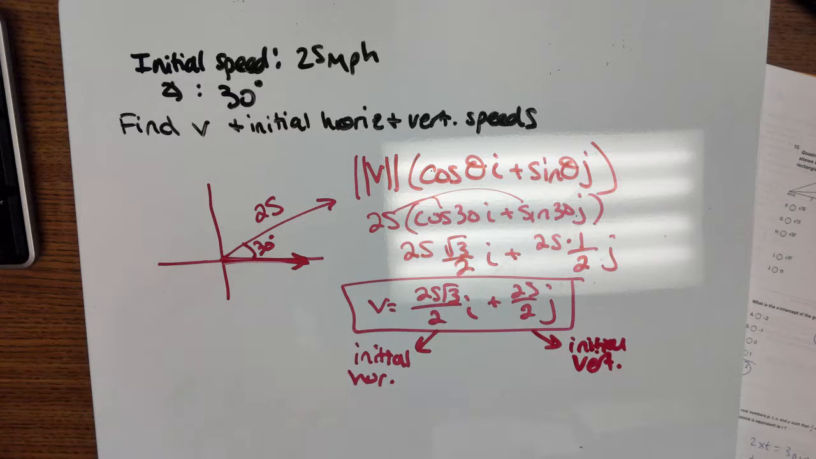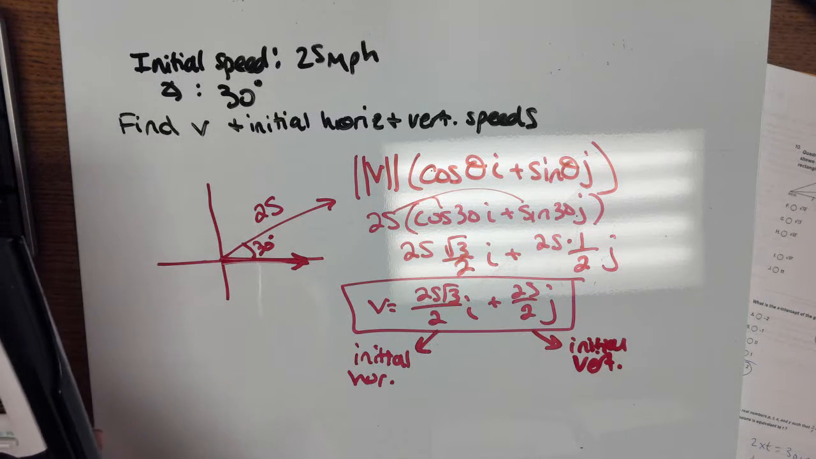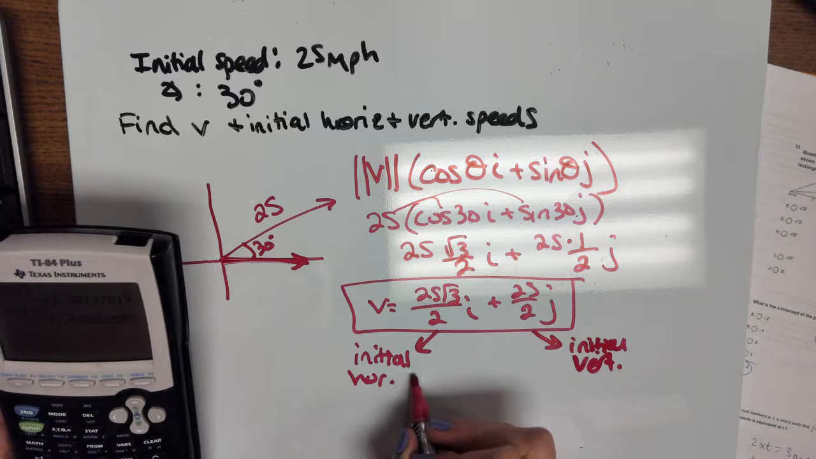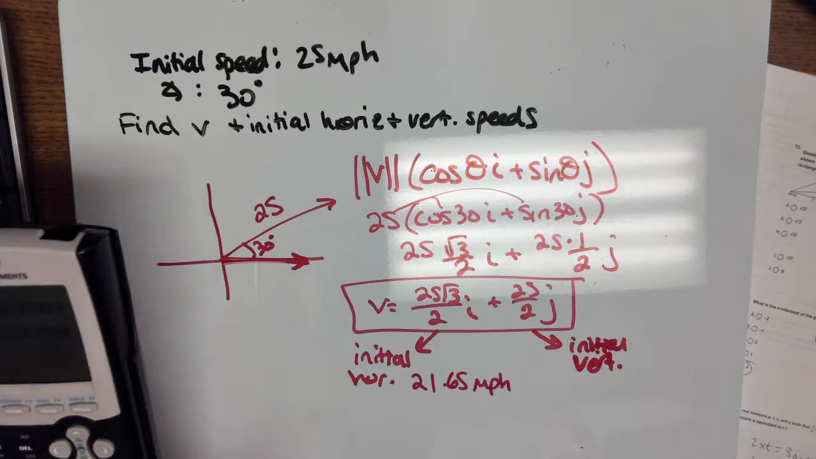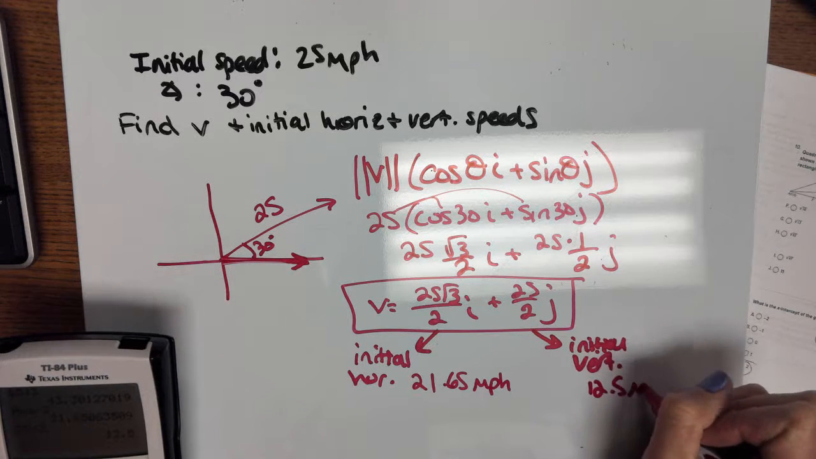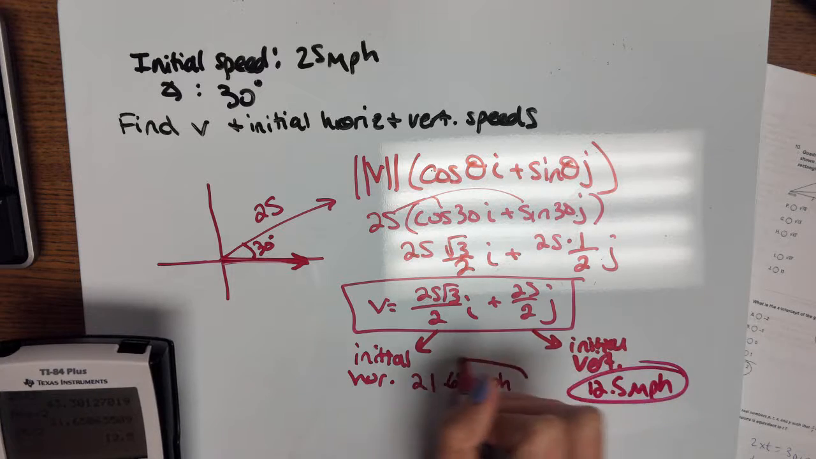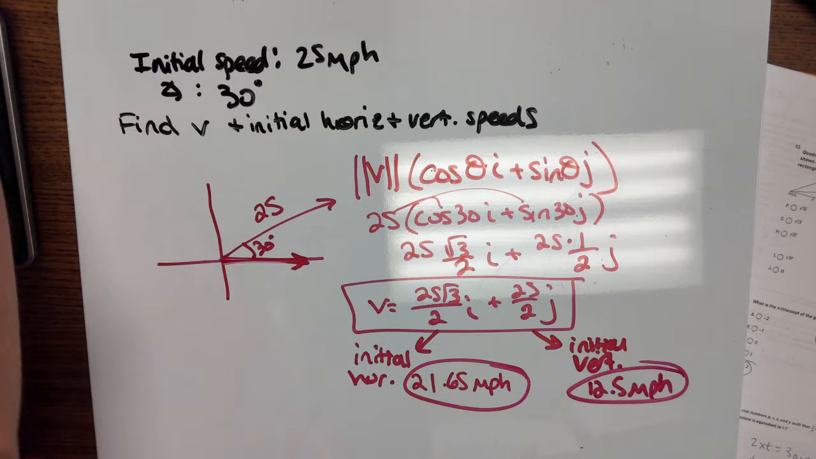And if we want to get an exact speed, we can just type that in. So 25 radical 3 divided by 2 gives me an initial horizontal speed of 21.65 miles per hour. 25 over 2 gives me an initial vertical speed of 12.5 miles per hour. So depending on which one we needed, on this one we need both. There are some instances where one would make more sense than the other, but we have both initial speeds in the directions that we were needed.